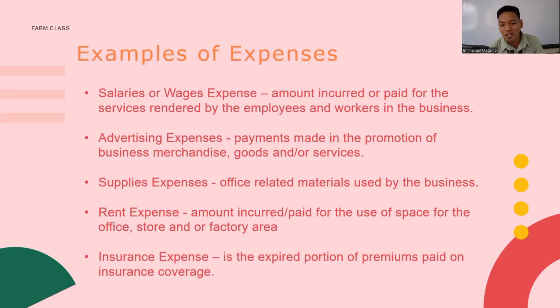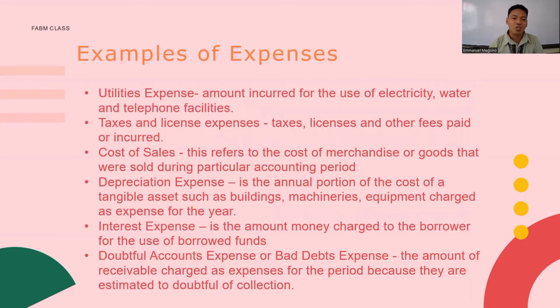Rent expense, amount incurred paid for the use of space for the office, store, and or factory area. So, kung nirerentahan lang yung lupa na pinagtatayuan ng company, yan. So, included dyan yung rent expense. Insurance expense, this is the expired portion of the premiums paid on insurance coverage. Yan. So, kung meron ma-insurance yung company, yan. So, inaawas din dyan yung insurance expense na tinatawag. Utilities expense, these are the amount incurred for the use of electricity, water, and telephone facilities. That is self-explanatory.